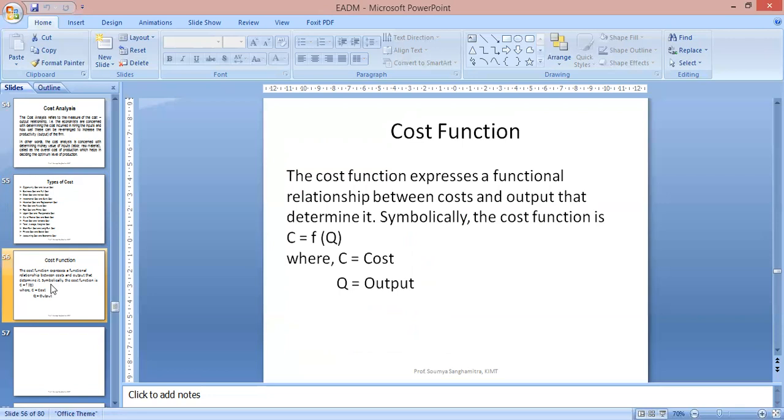Cost function expresses a functional relationship between cost and output that determines it. In symbols we can say C = f(Q), where C is cost and Q is output quantity. The cost function refers to the mathematical relation between cost of a product and various determinants of cost. In a cost function, the dependent variable is unit cost or total cost, and the independent variables are the price of factors, the size of output, and any other relevant phenomenon which has a bearing on cost. This is all about cost analysis and cost function.